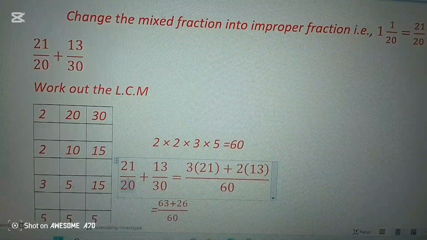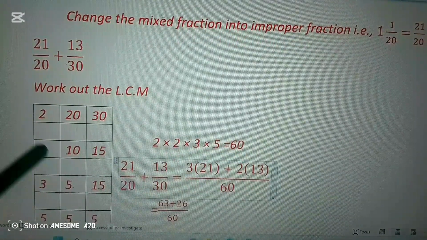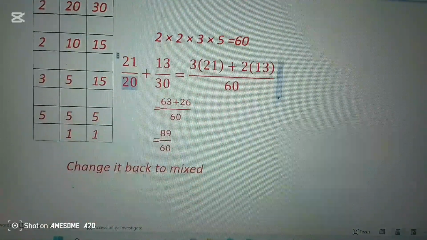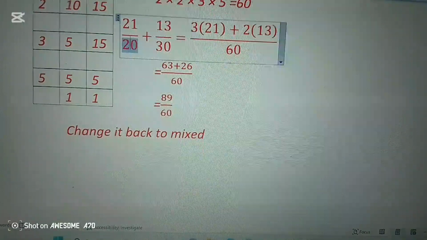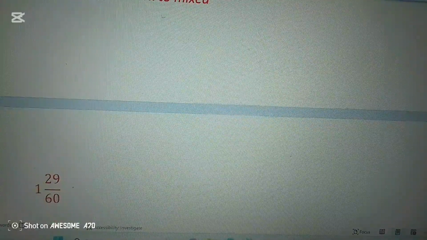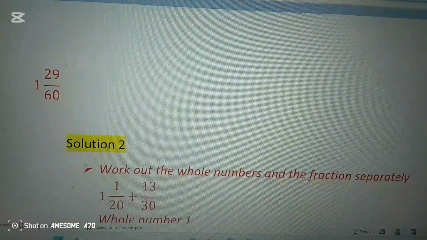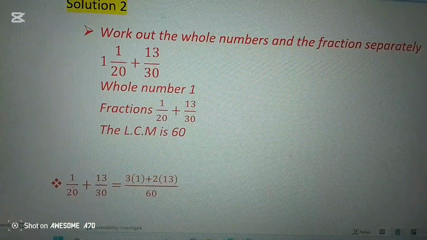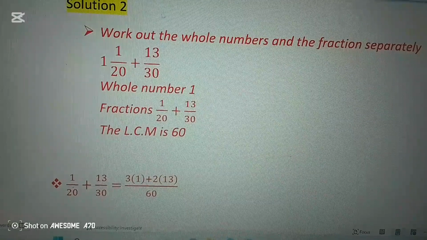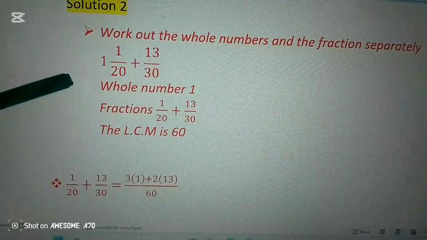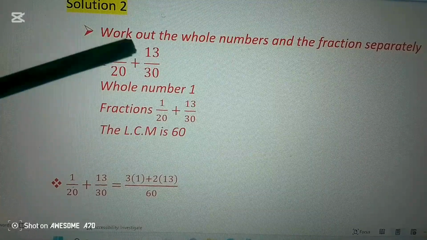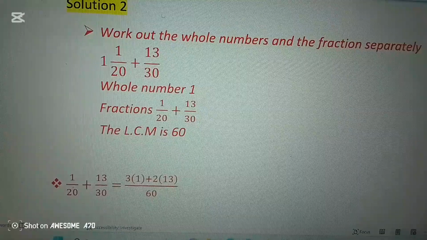You first change the mixed fraction into an improper fraction, work out the fraction, and get your answer as an improper fraction. Then change it back into a mixed fraction. That is our first step. So our second step states: work out the whole numbers and the fractions separately.